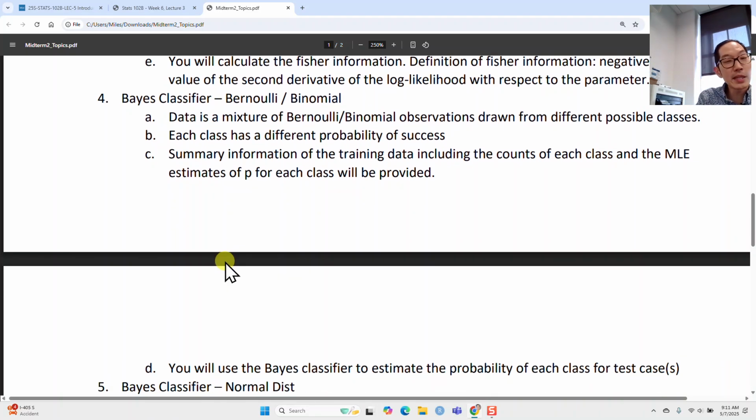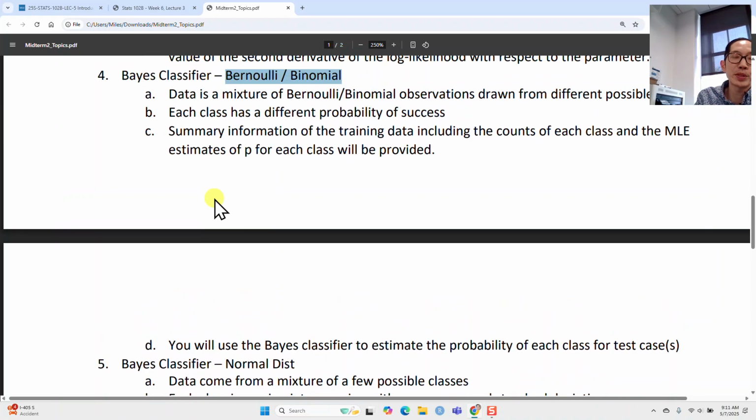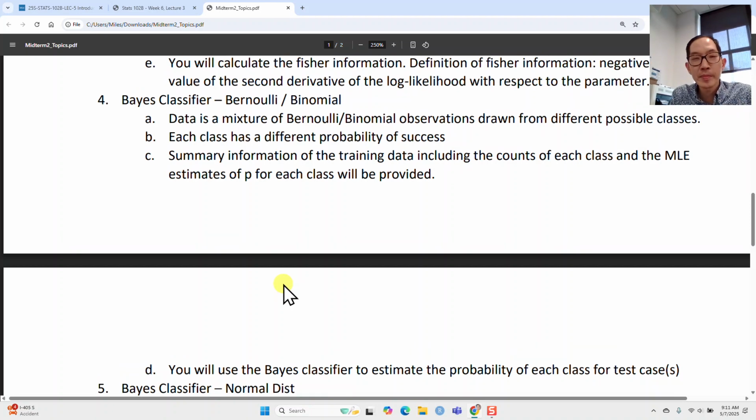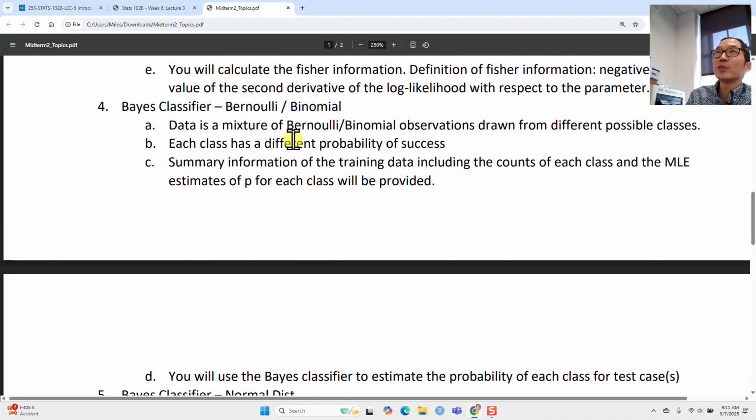We'll have a Bayes classifier, and there are two potential Bayes classifier problems. One Bayes classifier problem will be based on the Bernoulli or binomial distribution, and the other could be based on the normal distribution. So I'll probably just include one of these, but be prepared for either of them. And if it's the Bernoulli or binomial, it'll be similar to the bags of marbles drawn from the factories. Okay, so that was the example that we saw on Monday.